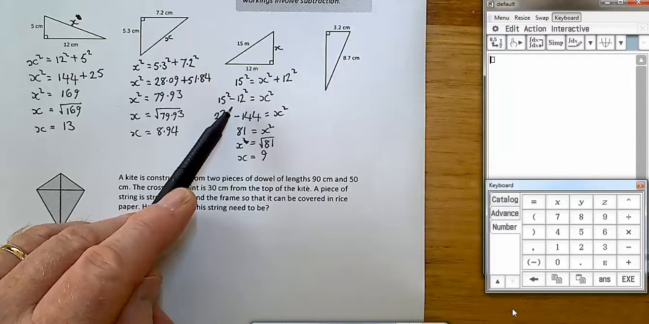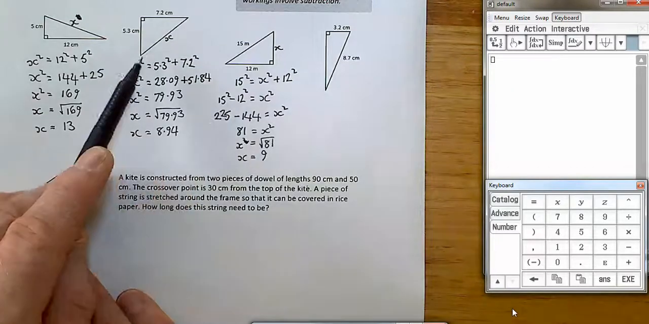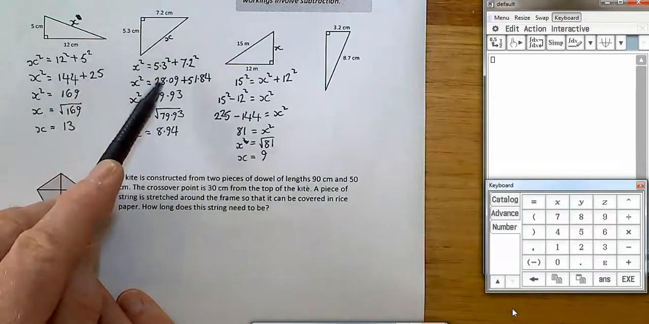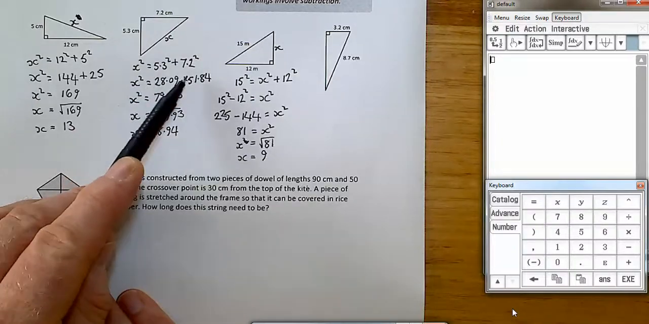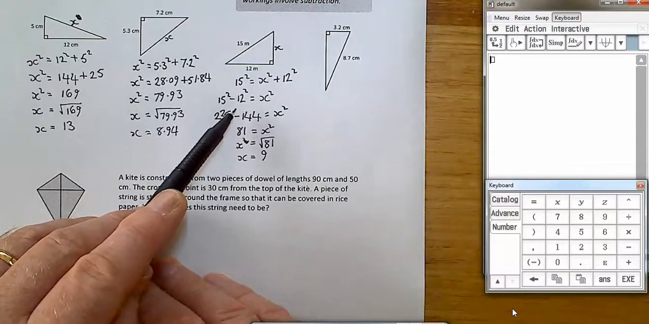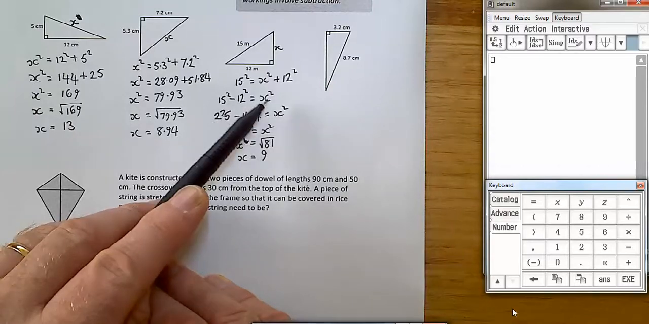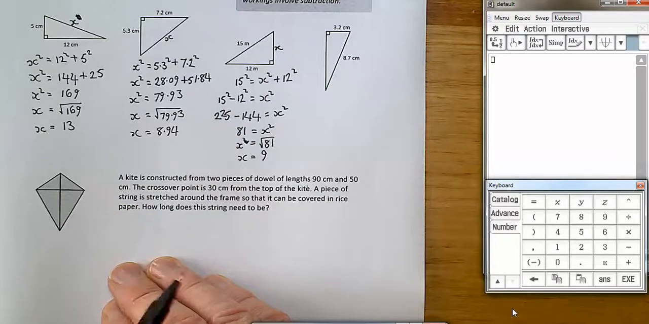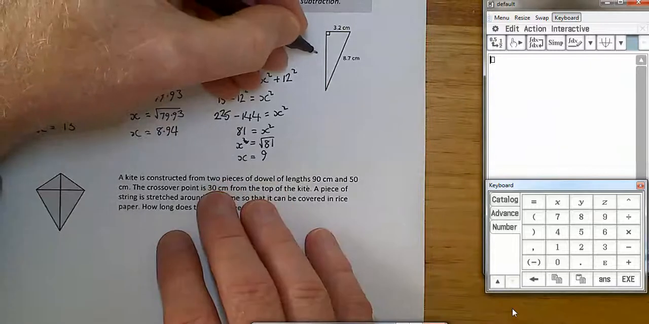Now some people prefer to remember that if it's a find the hypotenuse question, it'll be the sum of the other two sides squared. If it's not finding a side which is not the hypotenuse, it'll be a subtraction question. In this next example here, that's exactly what we've got.